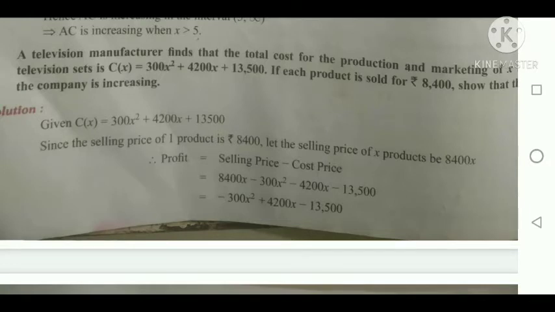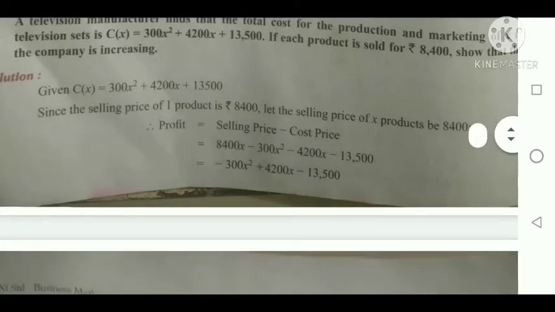Profit is nothing but selling price minus cost price. Cost price is already given. The selling price of one product is given, therefore I am multiplying it by x in order to find the selling price of x products. After that, I am subtracting the cost price from the selling price in order to find the profit.